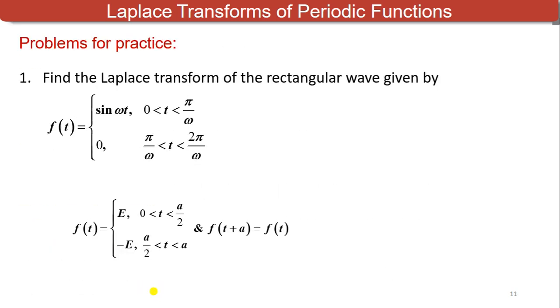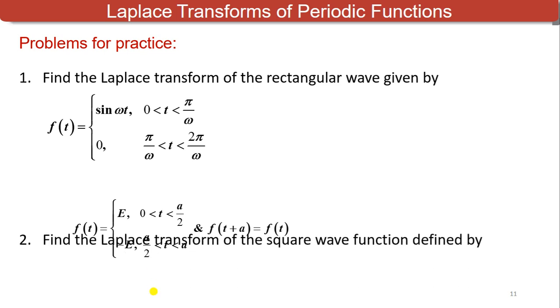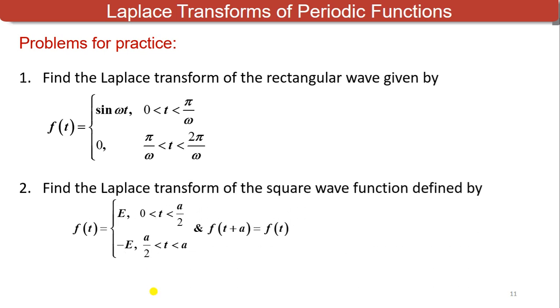Problems for practice, work them out yourself. Find the Laplace transform of the rectangular wave function sin omega t over the interval 0 to pi by omega. Second problem, find the Laplace transform of the square wave function defined by f of t. So e and minus e, this is a constant function.